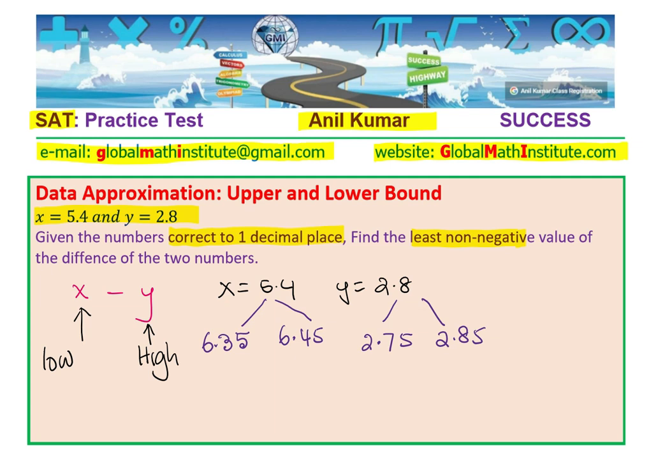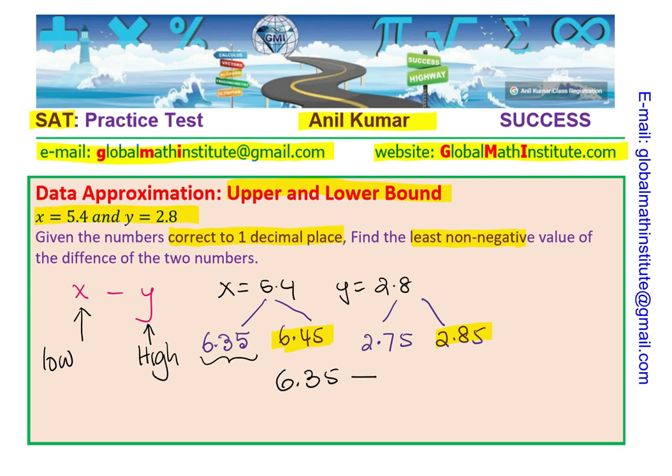Now, remember one thing: the upper bounds 2.85 and 5.45, which we have taken here, strictly speaking, round to 2.9 and 5.5, right? They round up, not to this number. However, when we are considering upper and lower bounds, we do take that as the uppermost number, right? Since we want the lowest difference, we are going to take the lower number of x, which is 5.35, and from this we'll subtract the higher number, 2.85, to get the answer.